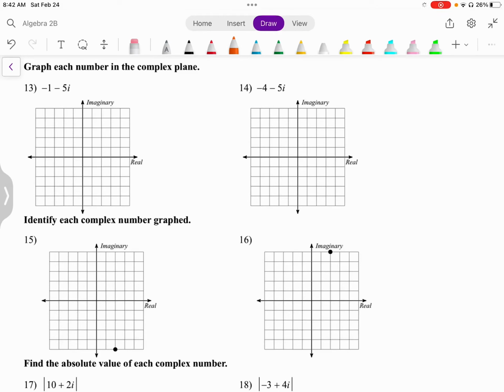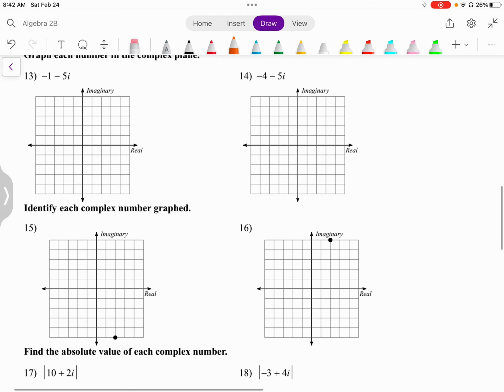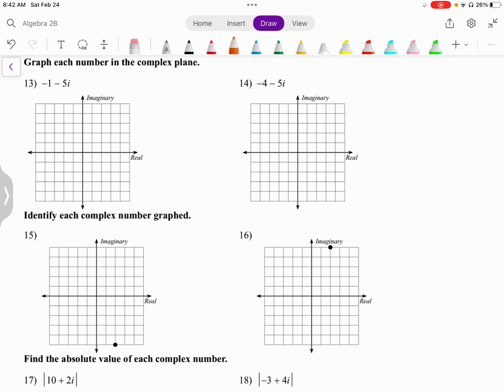In this second part of the review, we will look at 13 through 20. So these are some things with complex numbers. First, the first two, actually really the first four, have to do with graphing complex numbers or recognizing numbers on the complex plane. So number 13, we have -1 minus 5i.